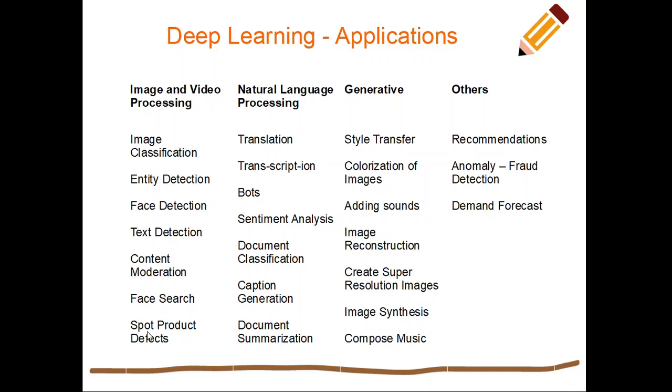Another category is spotting product defects. In a manufacturing process, if a vision model is deployed onto a device, it can capture continuous video and analyze whether there is a particular product defect, and then it can take corrective action on it.